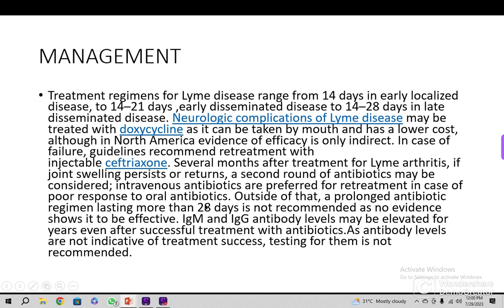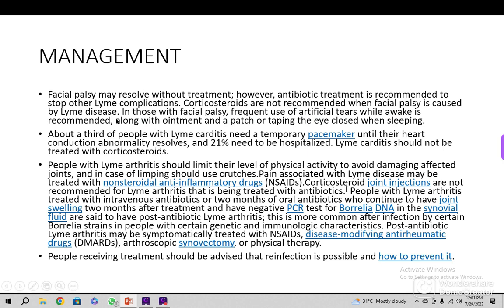It should be prolonged treatment, and higher doses are used as far as both doxycycline and ceftriaxone are concerned. It should be given for at least 4 weeks, and then you check the IgM and IgG levels. They are always raised, specifically IgG, after successful treatment with the antibiotics. If they are positive and positive and positive, it means the disease is hidden inside your body, just like hepatitis C or B. Facial palsy may resolve without treatment.